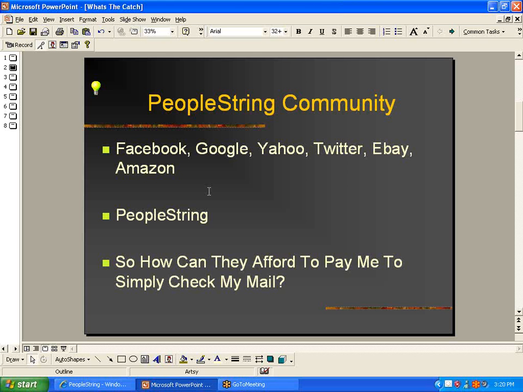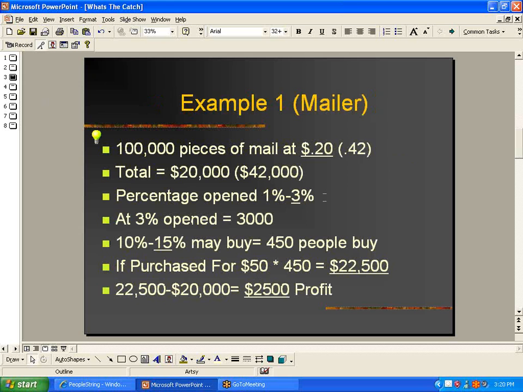So how can they afford to pay me to simply check my mail? I'm going to show you how. I'm going to start off with a basic example of a direct mail campaign. I've had a few businesses in my life, so I know firsthand how expensive and how risky it can be to send mail, especially in today's economy. So using this example of a 100,000 piece mail at 20 cents, let's say they have a great deal with the post office, doing bulk mail, so they can send it out for 20 cents. But typically, you're going to see 42 cents with a good bulk piece of mail, if not more. But let's just base this example on 20 cents.